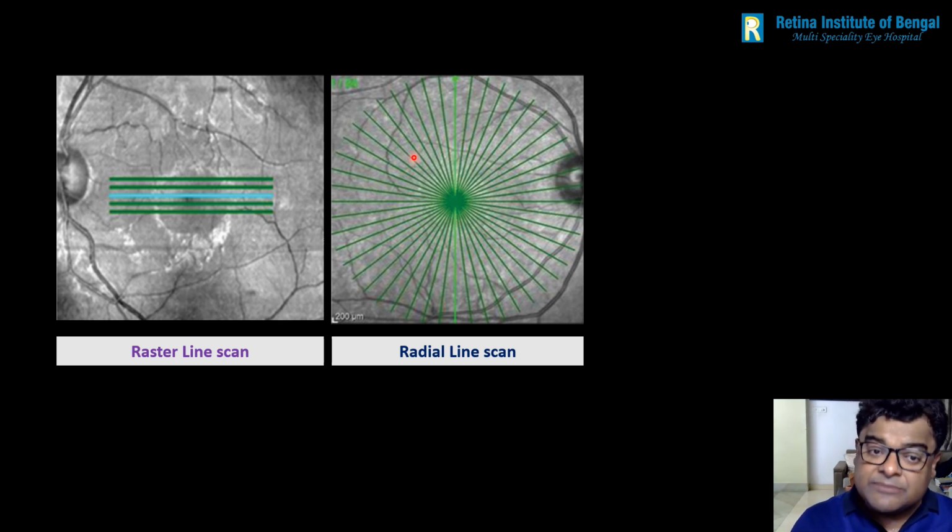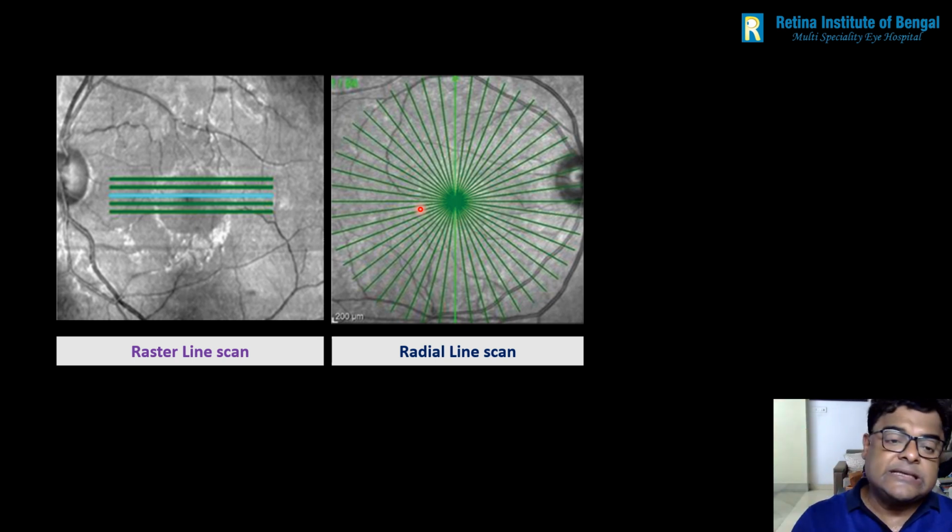Previously when the machines were slow, we used to do a lot of radial scans to ensure that we can do some scanning before the eye is moved or the patient starts blinking or becomes uncomfortable. Nowadays we have very fast machines, so we rarely advise a radial scan unless the patient is, say, a very young child or having nystagmus or a very uncooperative patient.